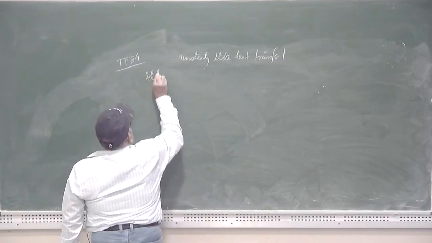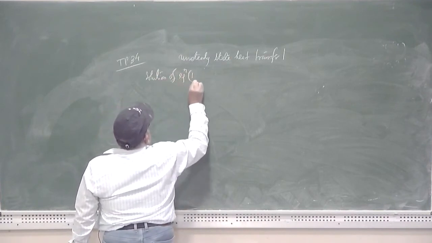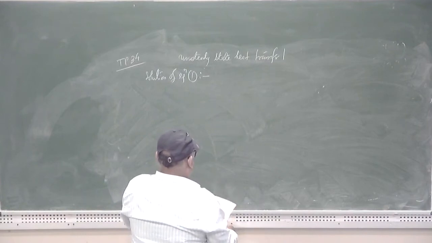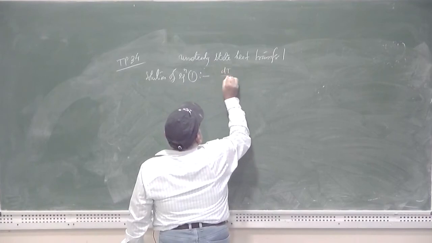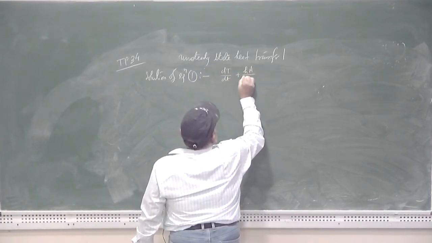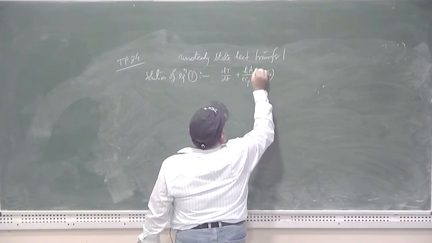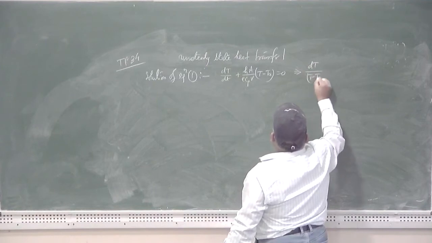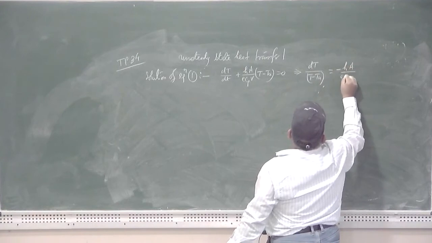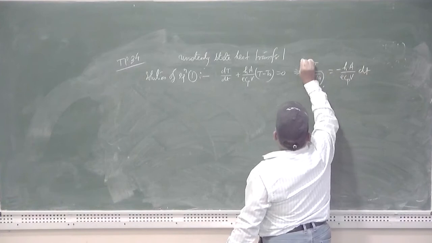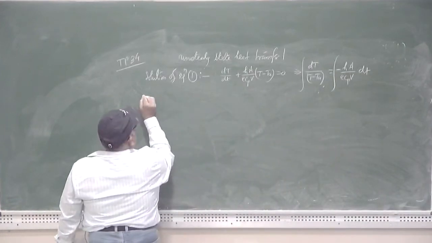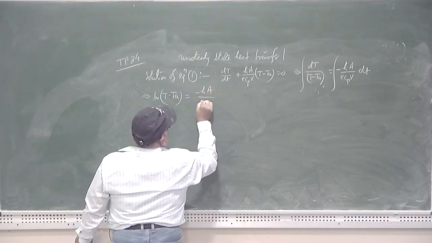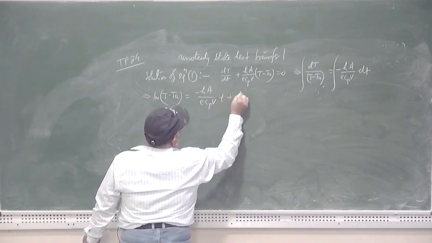So, solution of equation number 1. The equation was dT/dt + hA/(rho Cp V) into (T minus Ta) equal to 0. The separation of variable technique should be employed here. So dT/(T minus Ta) equal to minus hA/(rho Cp V) into dt. Integrate this equation, and we will get ln(T minus Ta) equal to minus hA/(rho Cp V) into t plus a constant of integration I.